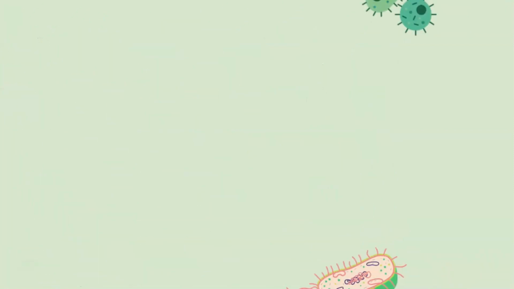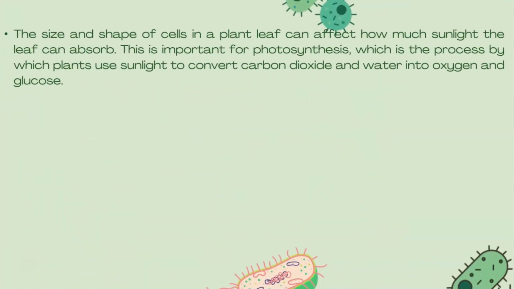Here are some examples of how the dimensional characteristics of cells and intercellular spaces can be important in agricultural and biosystems materials. The size and shape of cells in a plant leaf can affect how much sunlight the leaf can absorb. This is important for photosynthesis, which is the process by which plants use sunlight to convert carbon dioxide and water into oxygen and glucose.